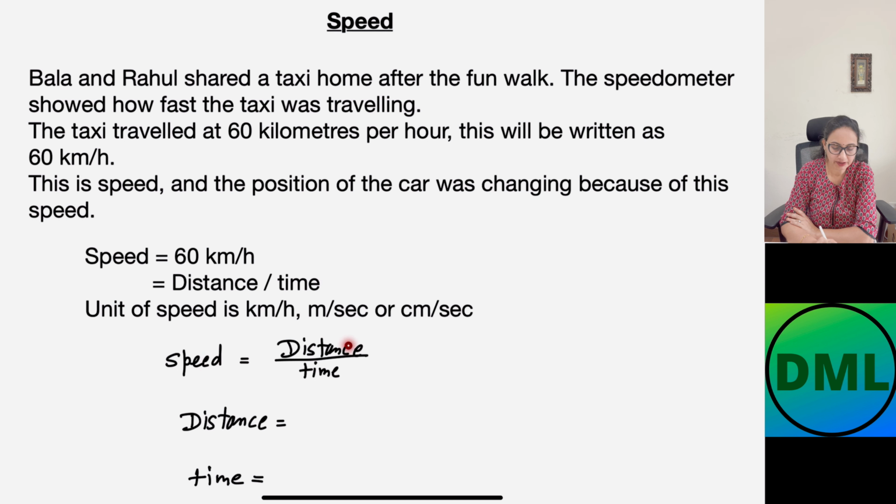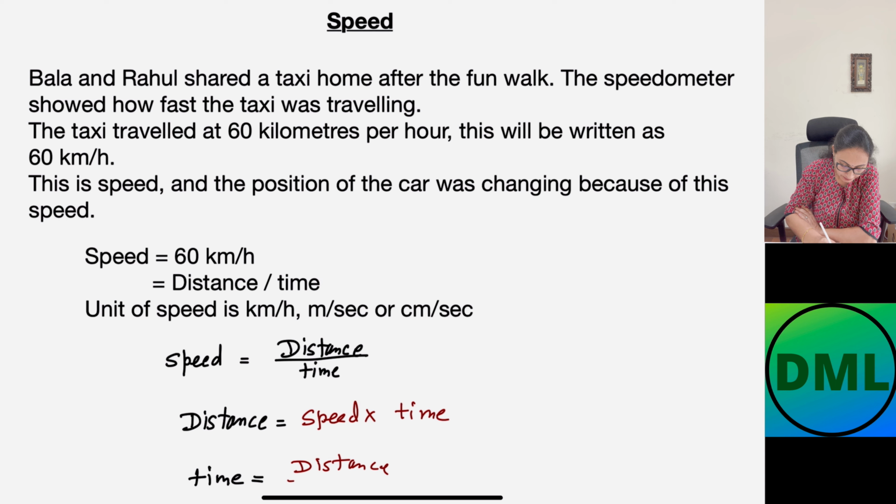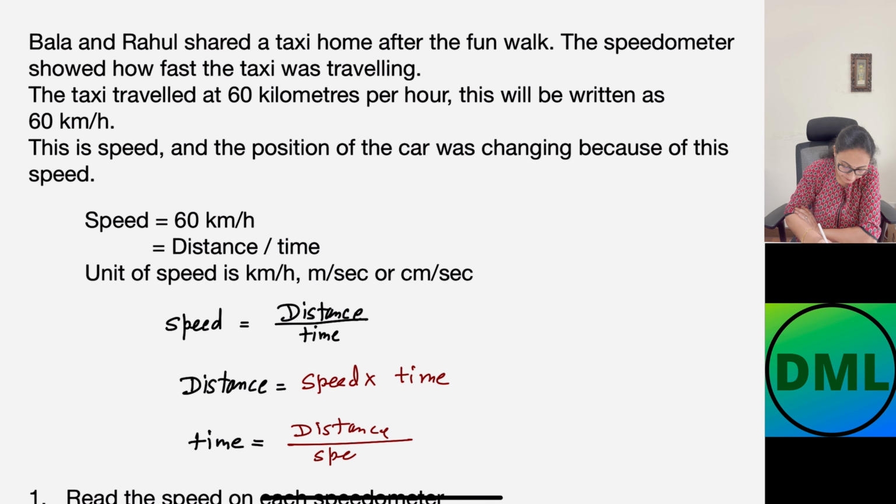From this formula, we can easily find the distance. If you cross multiply the time to the other side, you will get distance as speed multiplied by time. Let's write down the answer here. Speed multiplied by time, that is the answer for distance. If I have to calculate the time, I need to swap these positions. So it will be distance over speed. This will be the answer for the time.